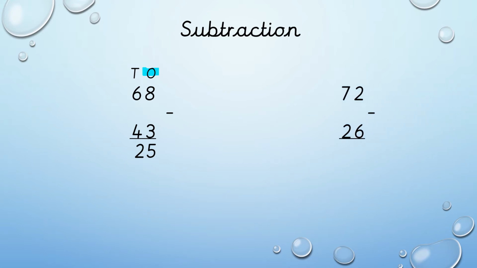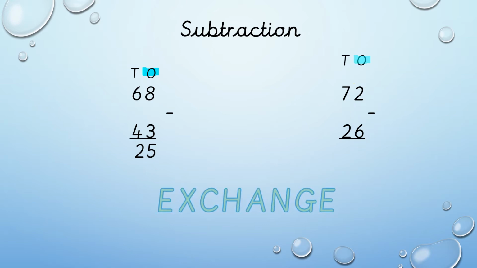Let's try this one. 72, take away 26. As before, it's important we start with our ones, but there's something slightly different this time. We can't do 2 take away 6, because 2 is smaller than 6. So we're going to need to do something else. We're going to need to exchange.